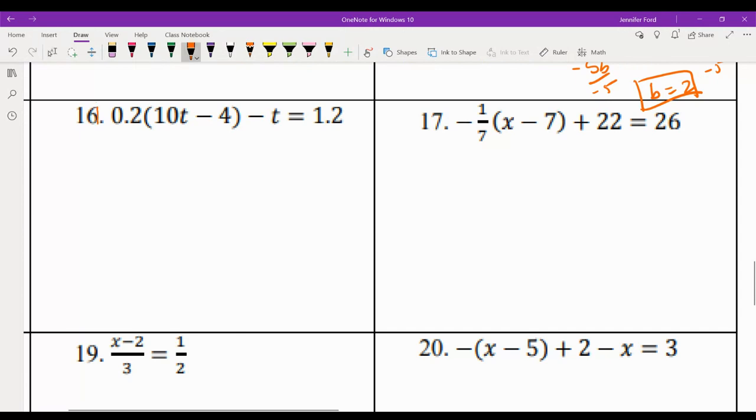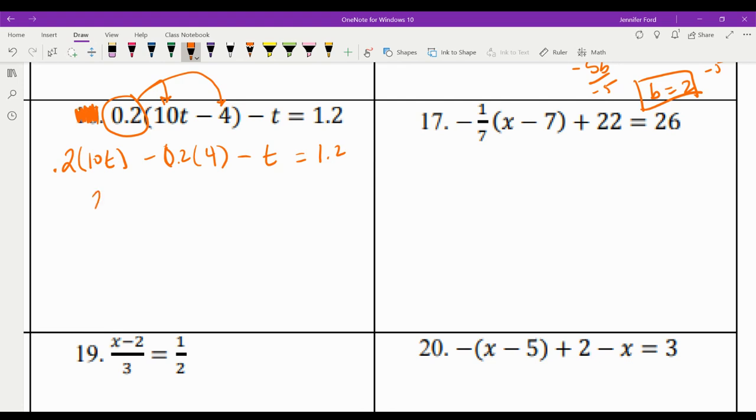Try number 16. Sorry this is so pixelated. All right. I'm going to go ahead and just leave my decimals. This 2/10 doesn't bother me too bad. So 2/10 times 10t minus 2/10 times 4 minus t equals 1.2.